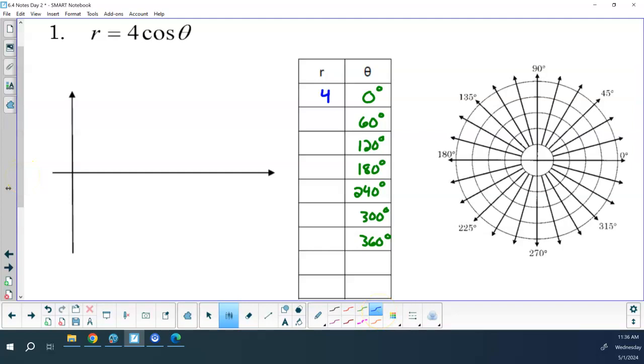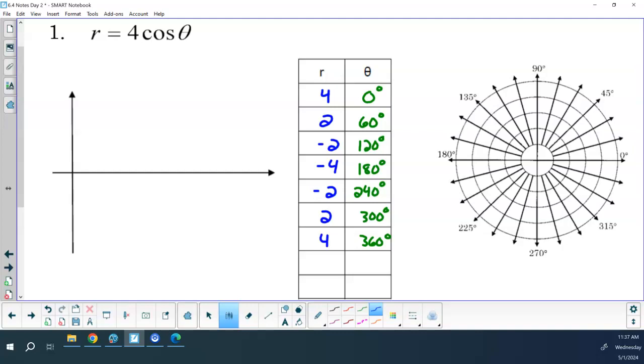At 60, what's my cosine? 1 half, so my value of R is 2, because we're not dividing it. At 120, cosine is negative 1 half, so what's my R value? Negative 2. At 180, R value is going to be negative 4, because cosine is negative 1. 240, negative 2 again. 300, 2, and 360, 4 again.